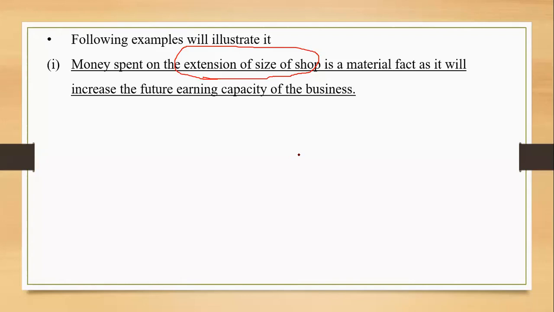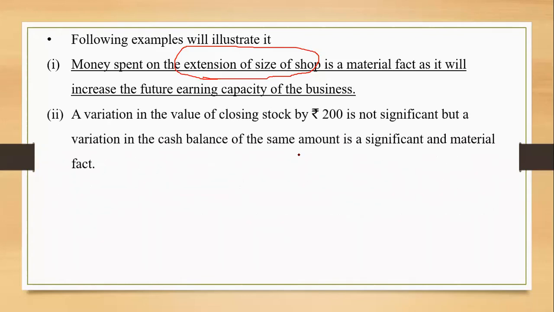Okay, next is a variation in the value of the closing stock is not significant, but a variation in the cash balance of the same amount, right, is a significant and material fact. Nature of the item, right? Stock, ठीक है, जो भी प्लस माइनस होगा तो we can go and verify it. But point is about cash balance. If there's a difference in the cash, that becomes my material fact because it has to be brought to the notice of the accountant.